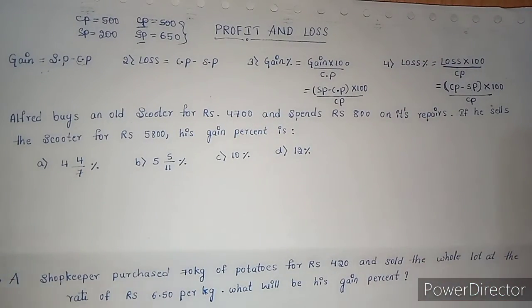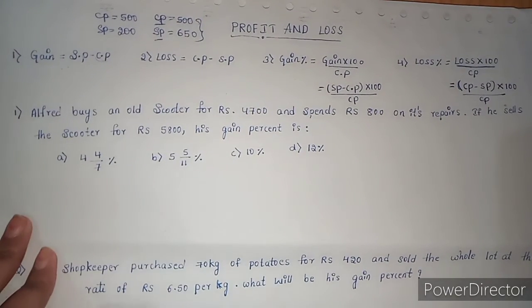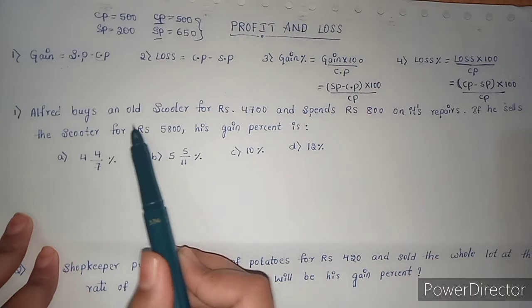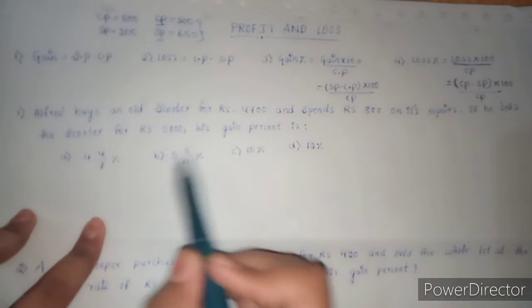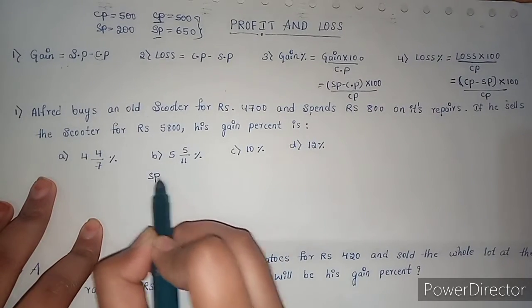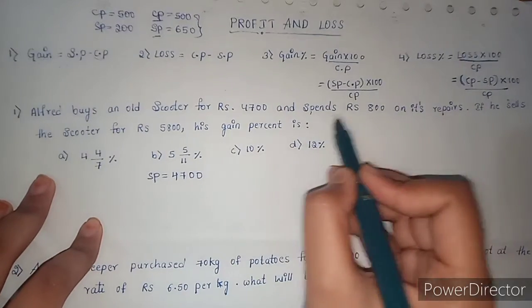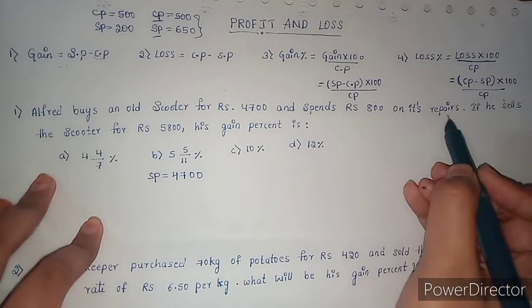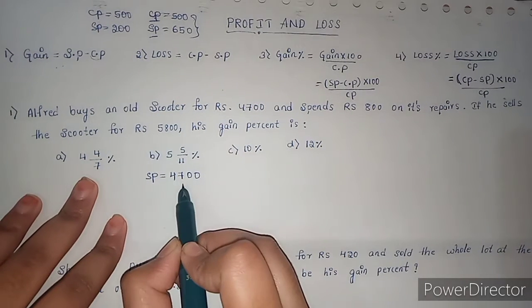By using these formulas, let's solve a few questions today. First question: Alfred buys an old scooter for rupees 4,700. Buys means this is the cost price, right? He buys a scooter for rupees 4,700 and spends rupees 800 on its repairs.